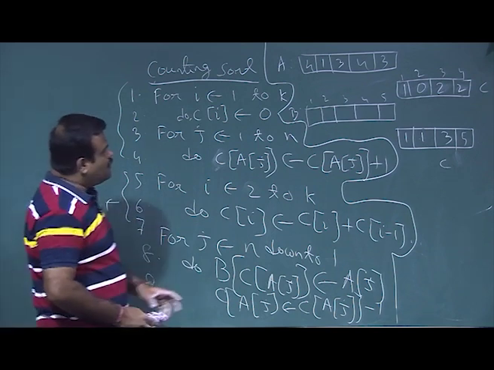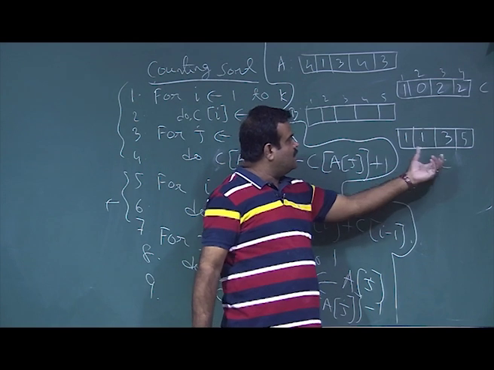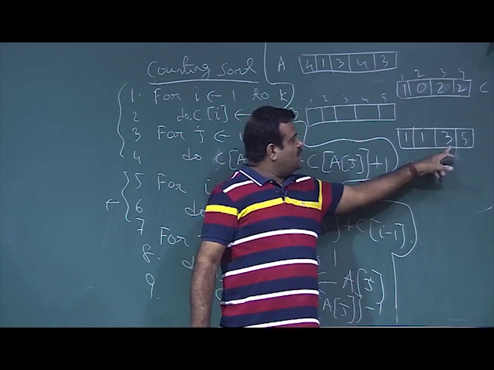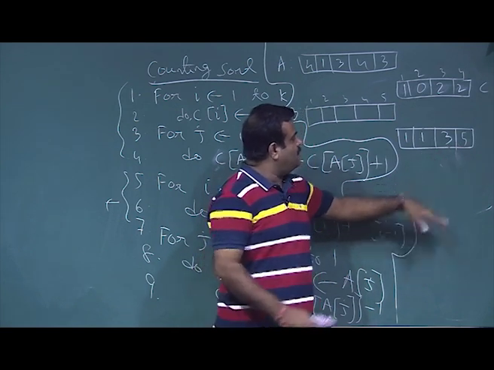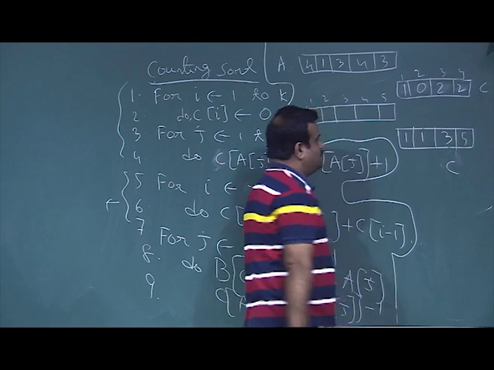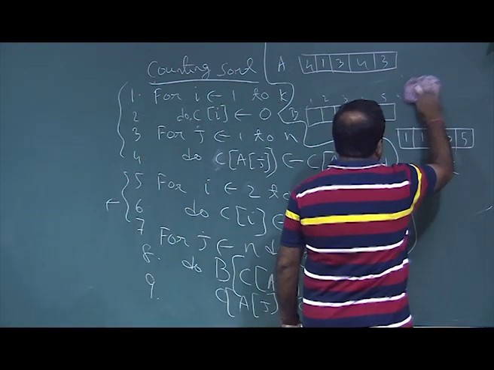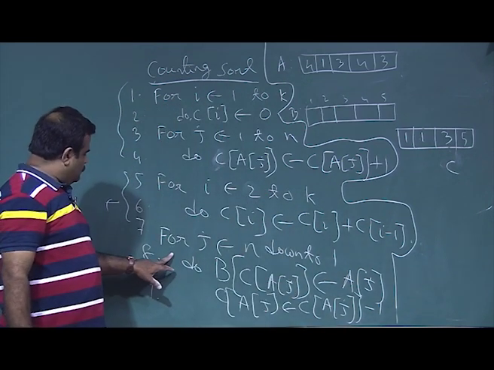What is the meaning of this? Up to this, how many elements are there? 1 element. Up to this, how many elements are there? 3 elements. Up to this, how many elements? 5 elements, because there are a total of 5 elements. This is the sense. So, now this is our C array. Now, we go for the exact bucket filling by this loop.